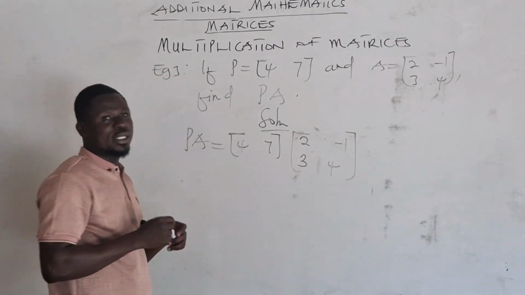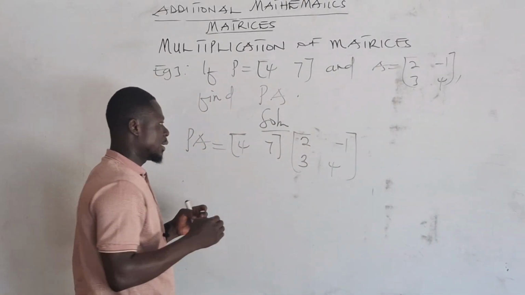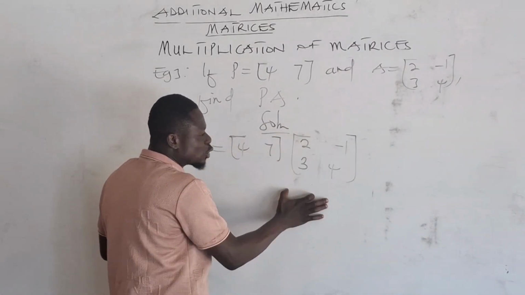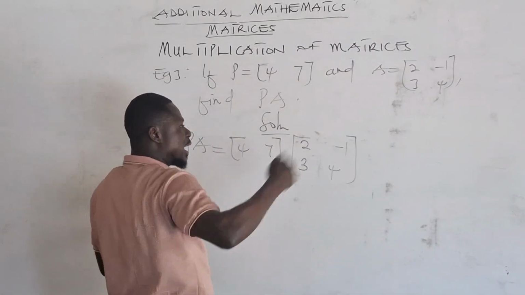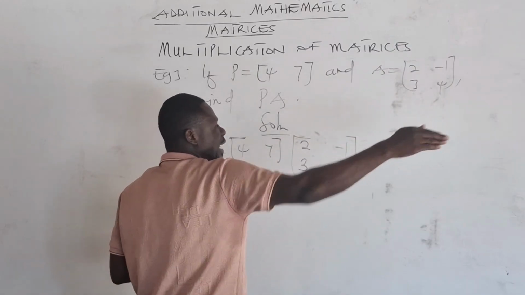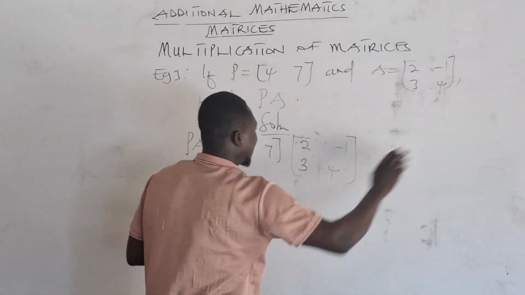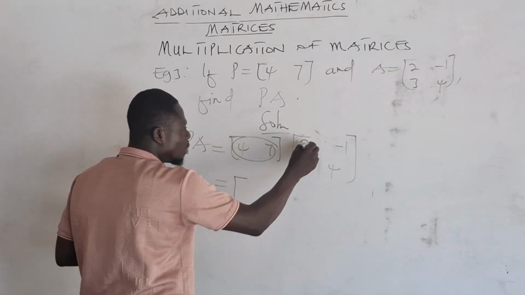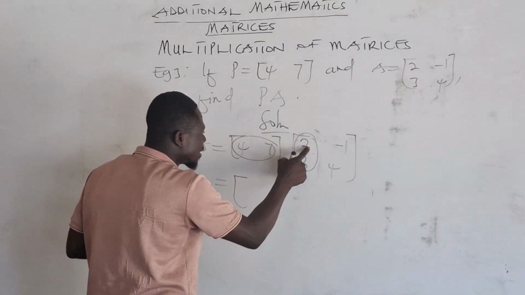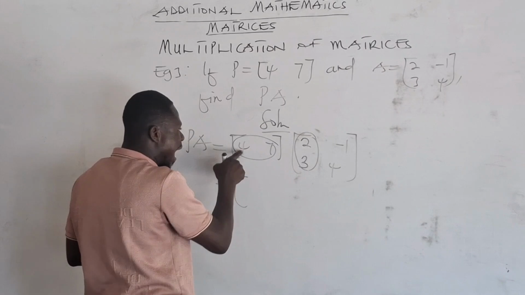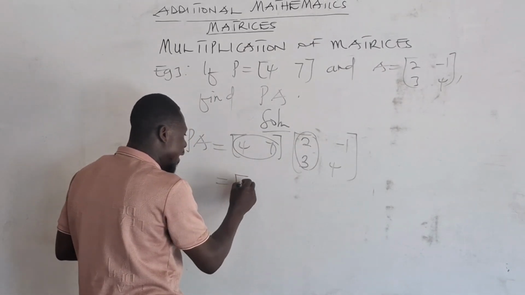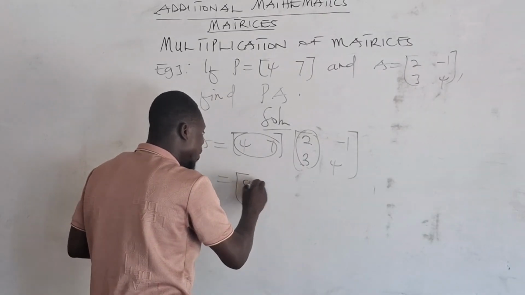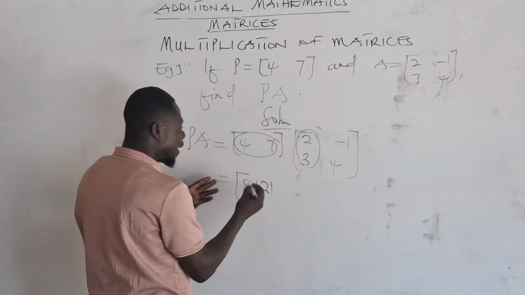Because there is just one row here, when we pick the row by this column, then we go to the extreme end because there is another column there. So this row by this column. First, second. So what do we have? 4 by 2 will be 8. And then 7 by 3 will be 21. So we are done with the first part.